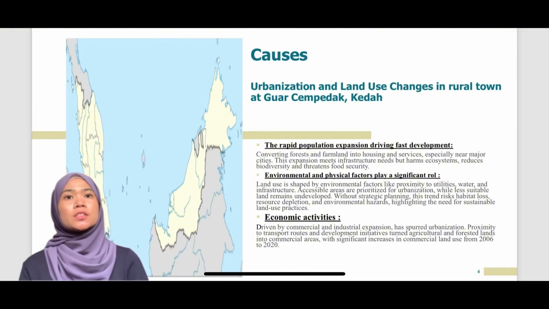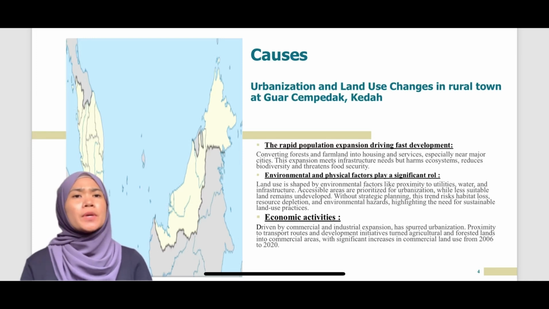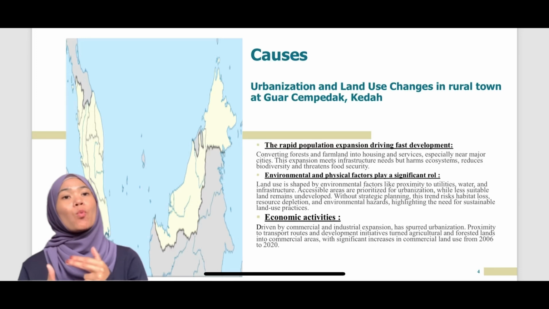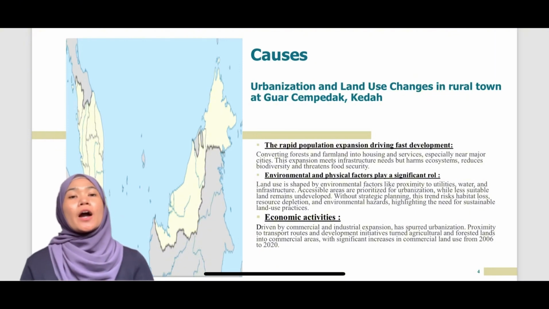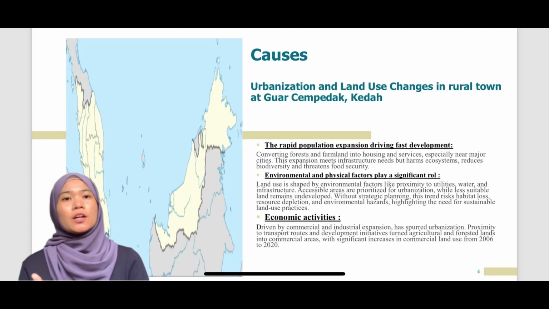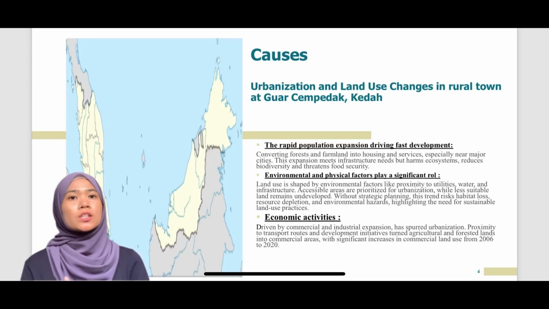Second, environmental and physical factors play a significant role. Environmental and physical factors have a big impact on how land is used. For example, land that is close to utilities like water, electricity, and roads is often chosen for development because it's easier to build on. Areas that are harder to access or don't have these services are usually left undeveloped.